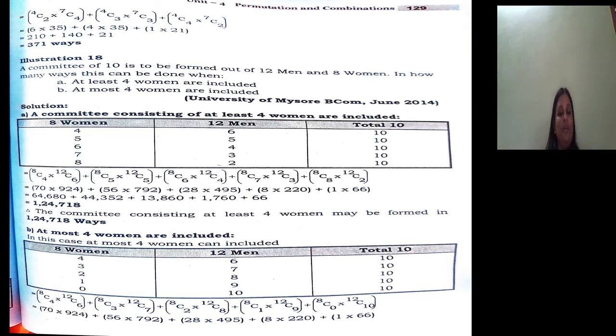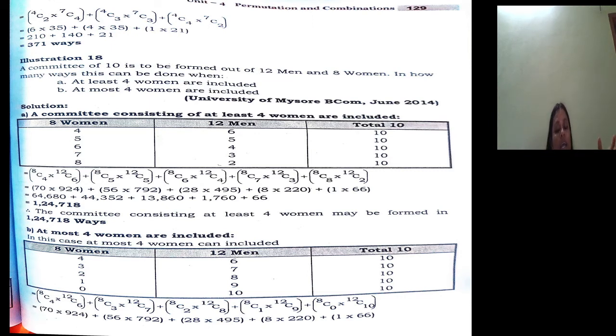At most 4 women are included. One more question. At most 4 means maximum extent 4. It should not go beyond 4. The minimum can be anything. So maximum 4 women means men will be 6. It should not be more than 4. So 3 women means men will be 7. 2 women means 8 men. 1 woman means 9 men. 0 women means 10 men. At most 4 women means maximum 4. Minimum can be anything. Maximum 4 means minimum is 3, 2, 1, 0.